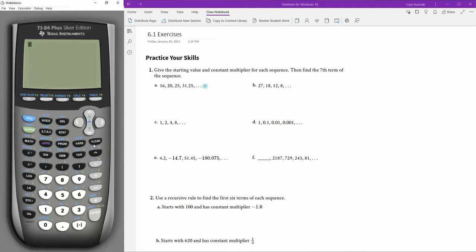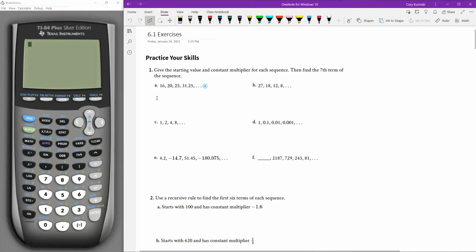Practice your skills here. We're going to do the solutions for section 6.1 of our book. We've got geometric recursive sequences here, or multiplicative recursion as the book calls it. Give the starting value and constant multiplier for each sequence, then find the seventh term of the sequence. I think I'll type this in here.